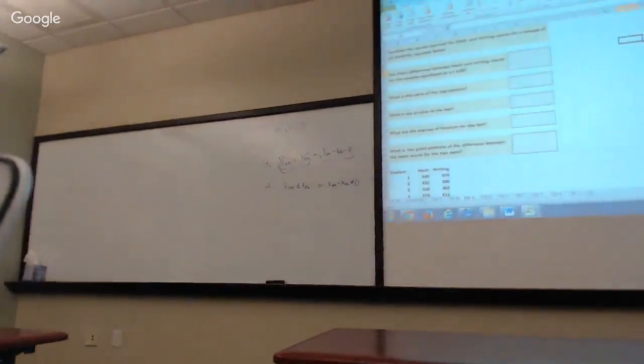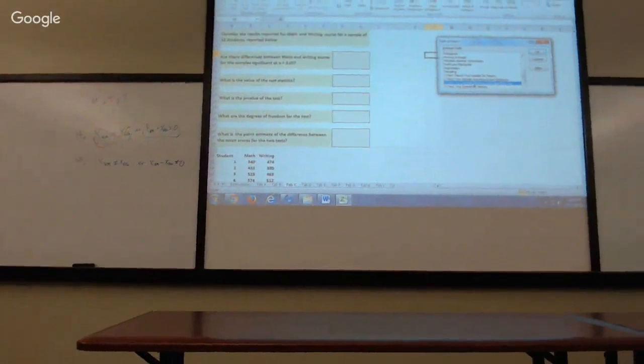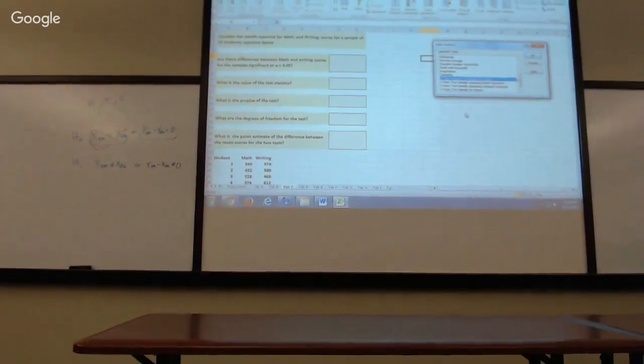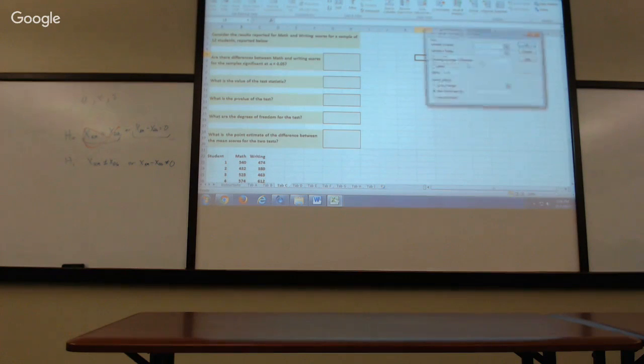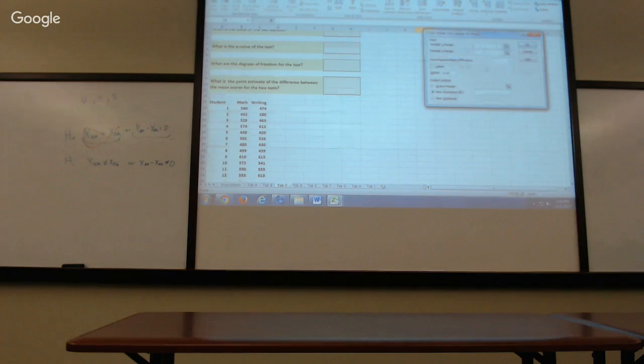So for the sample, we can go to data analysis. We're doing a t-test, paired two sample for means. It's paired just because it's the same number in each, and because one single entity is outputting two things. So it could be something like one single kid taking two tests.